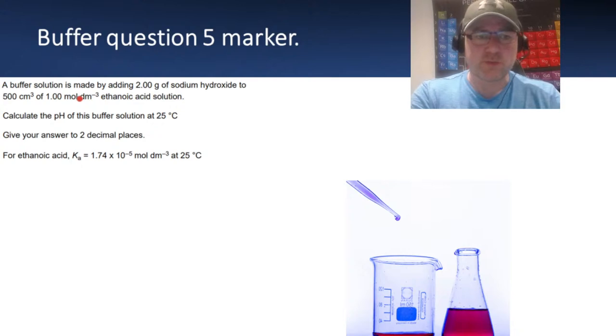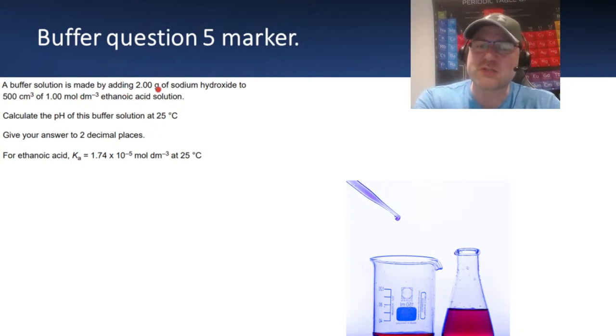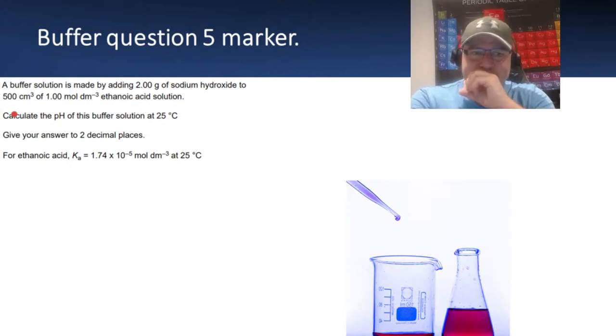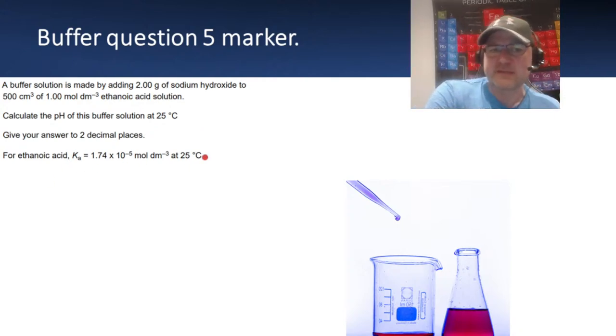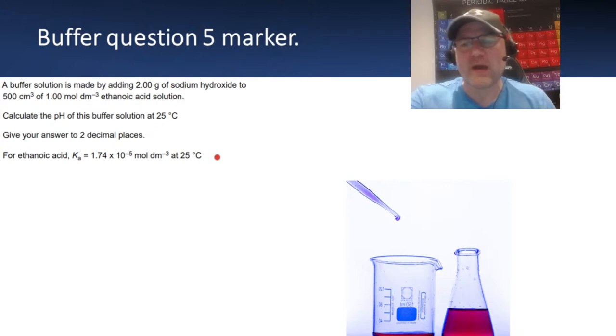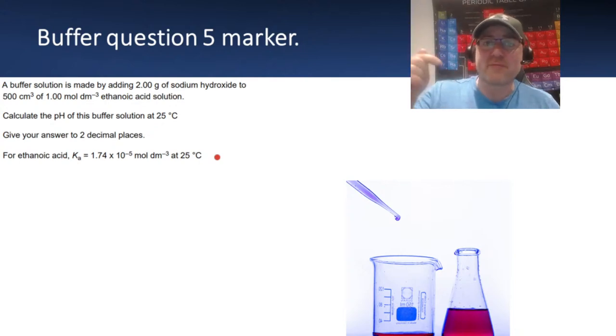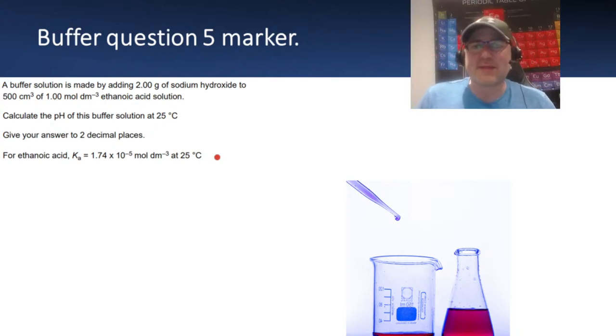And straight away, we've got an obstacle here. A buffer solution is made of 2 grams of sodium hydroxide, this base, added to 500 centimeter cubed of ethanoic acid solution. Calculate the pH of the buffer at 25 degrees, where the Ka is 1.74 times 10 to the minus 5. So my first way of working this out is, let's get that buffer expression down first of all, and then let's start calculating those concentrations.